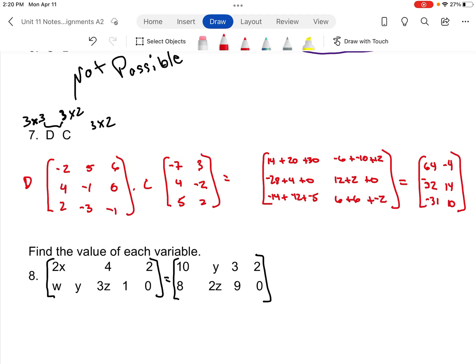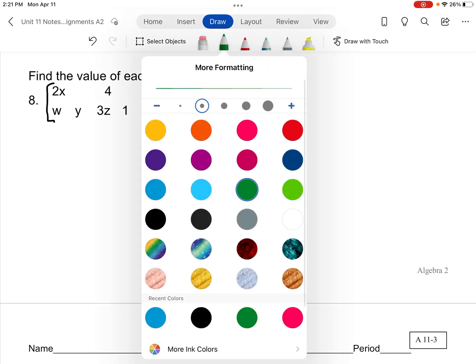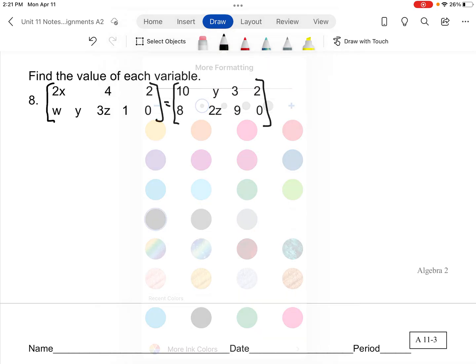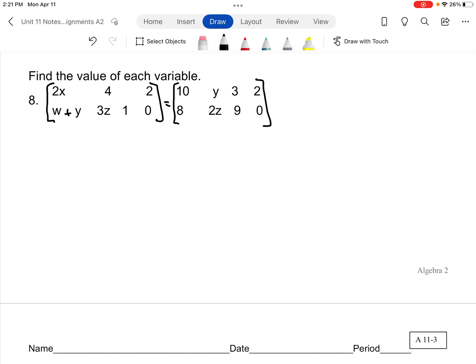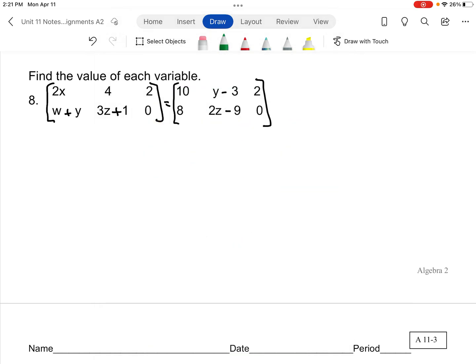Last question says find the value of each variable. Okay, find the value of each variable. Missing some symbols in here. Got a W plus Y, 3Z plus 1, Y minus 3. All right, sometimes my documents don't show up when I'm making my videos, so get those fixed. All right, so we got a 2 by 3 matrix and a matching 2 by 3 matrix. It says they're equal, so that means each element is equal.